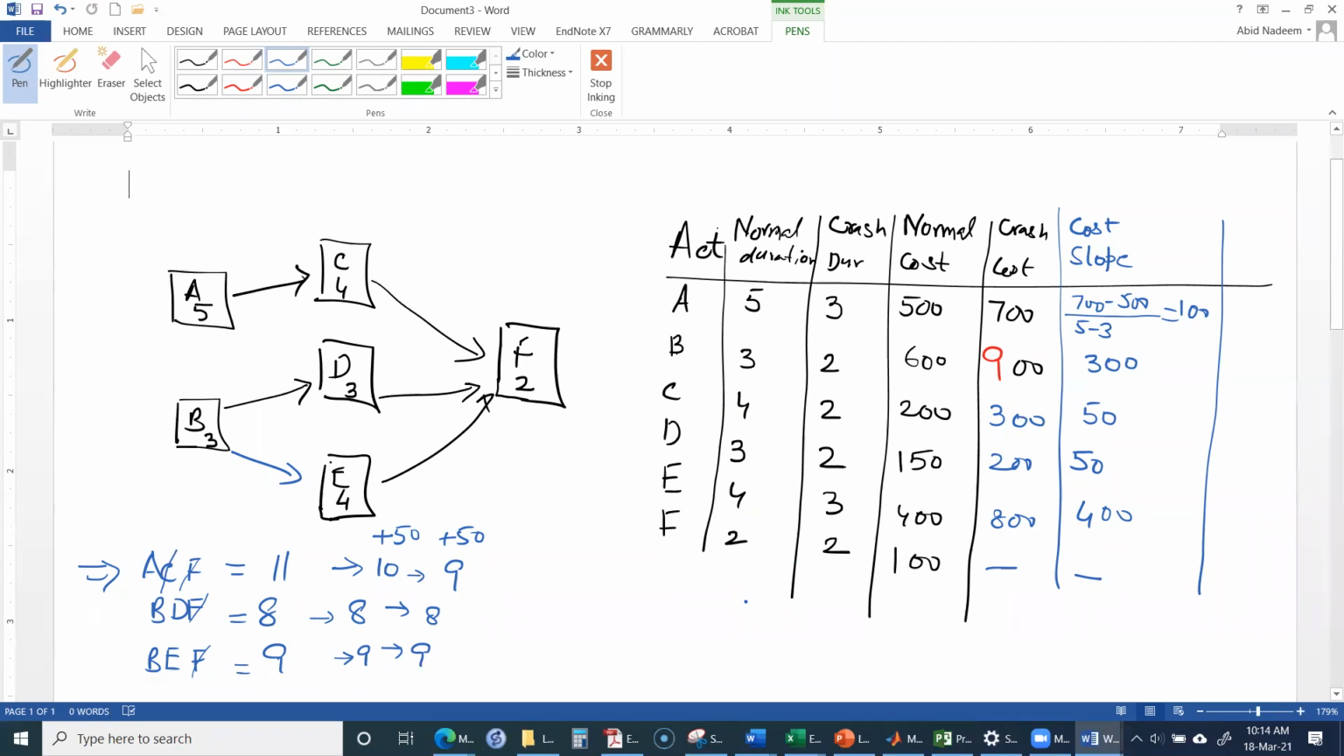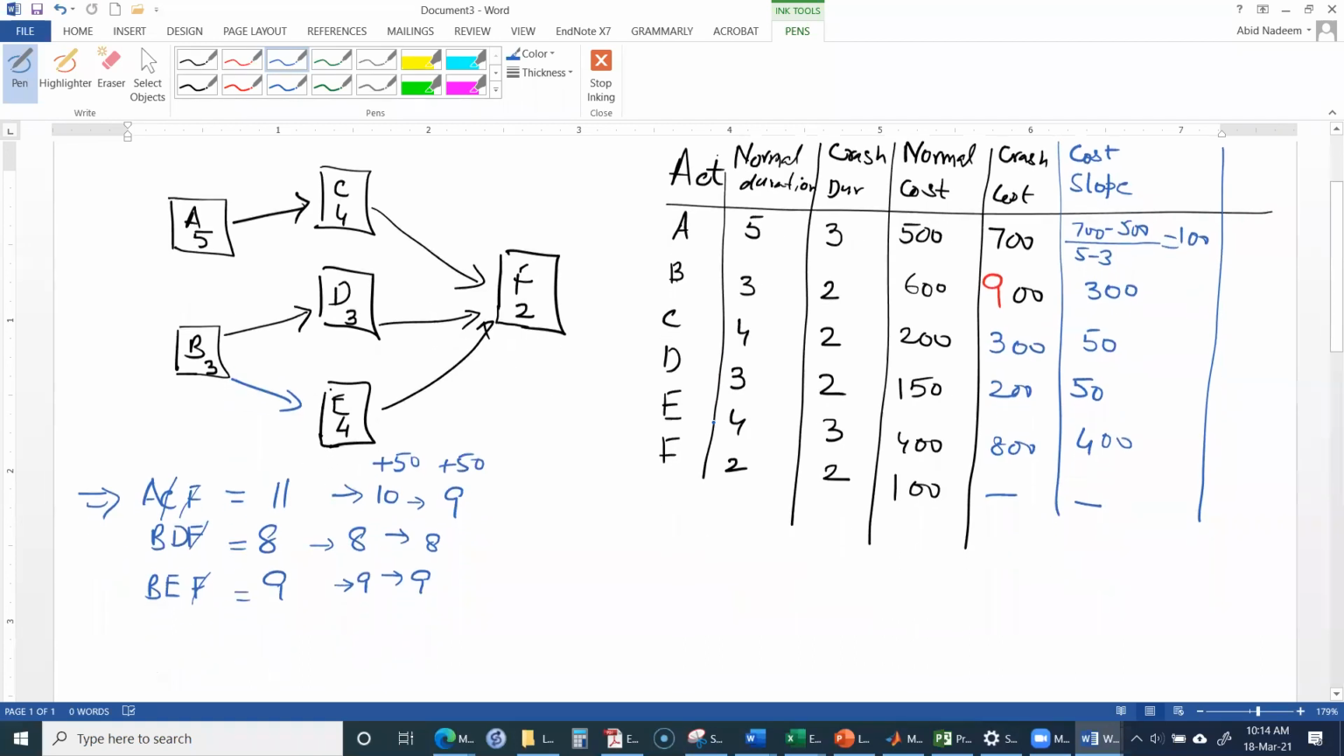Okay, so we will further not consider it in the analysis. In our next analysis, we have 2 critical paths now, 9 days and 9 days. So therefore, we have to focus not just on one critical path, but on these 2 critical paths, ACF and BEF. If we want to reduce the duration of the project further, we have to reduce the duration of ACF and also of BEF.